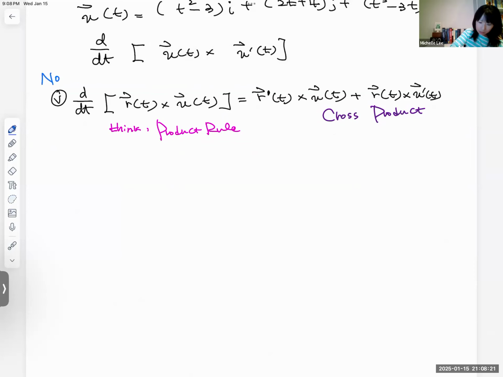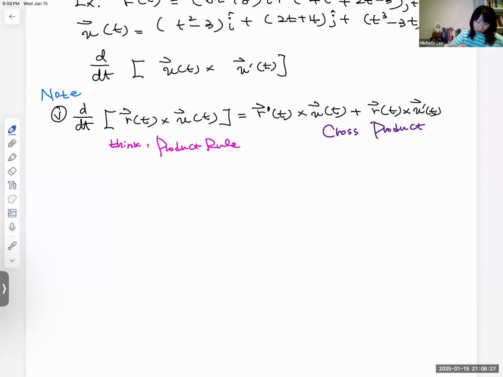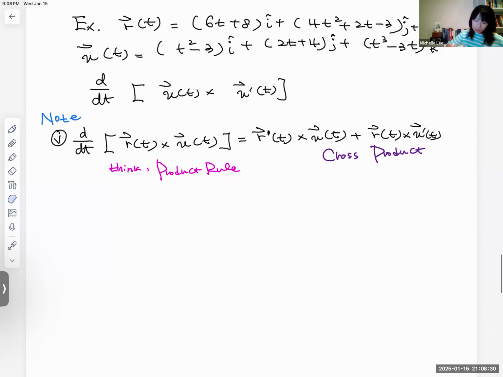So note, okay, then we want to have this one: first one prime cross product second one, we keep the second one, but the second one has prime already, and plus first one and second one prime with the cross product. So u second prime of t, right? Make sense? Can you see that clearly?